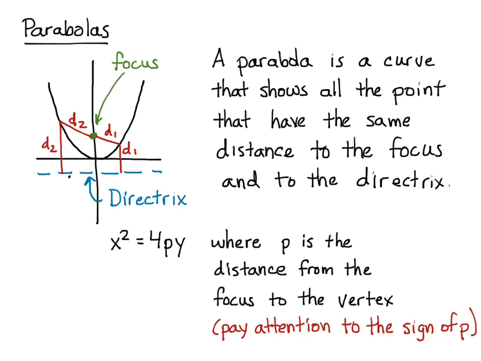Now the other thing about the directrix then is it's the line that has the same distance p from the vertex down to this line. And normally we're not too concerned about finding the equation of the directrix. The directrix is there as kind of a virtual plane that actually makes these parallel lines work in our mirrors and things like that.